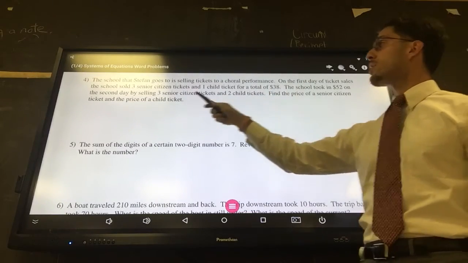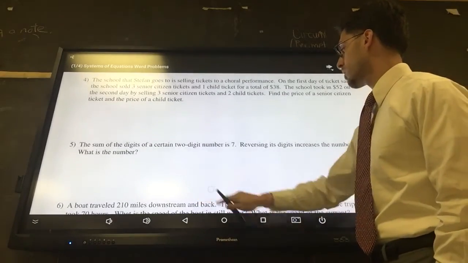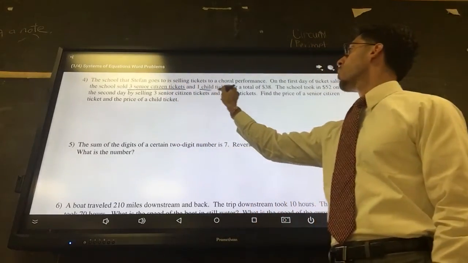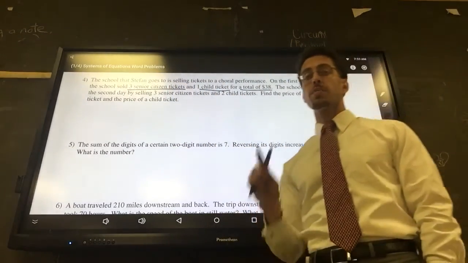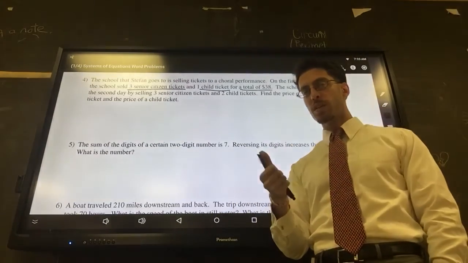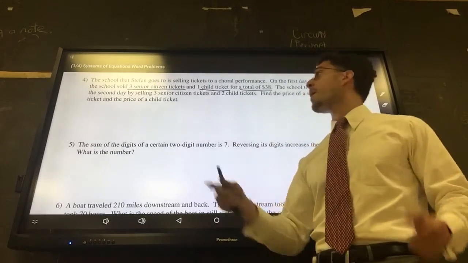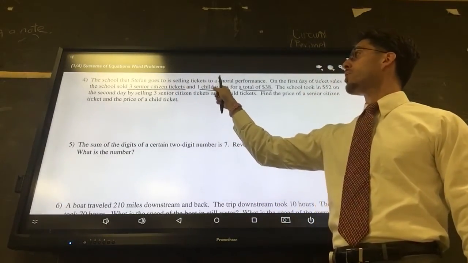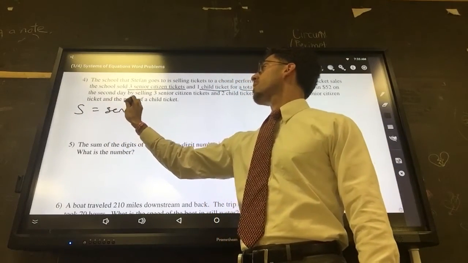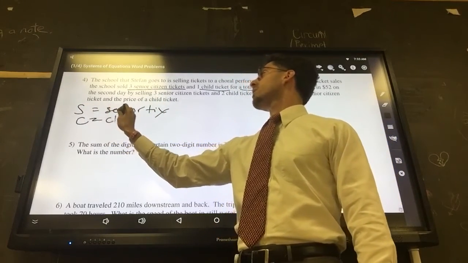And on the first day, the ticket sales, oh, here are some keywords already. So let me start to underline. First day, the ticket sales sold 3 senior citizen, 1 child for a total of $38. That's my first sentence of importance. So what are my 2 unknowns? Tickets and what? It's tickets, but it's the type of ticket that's different. Senior citizen, child. So I'm going to use S for senior citizen ticket, and C for child ticket.